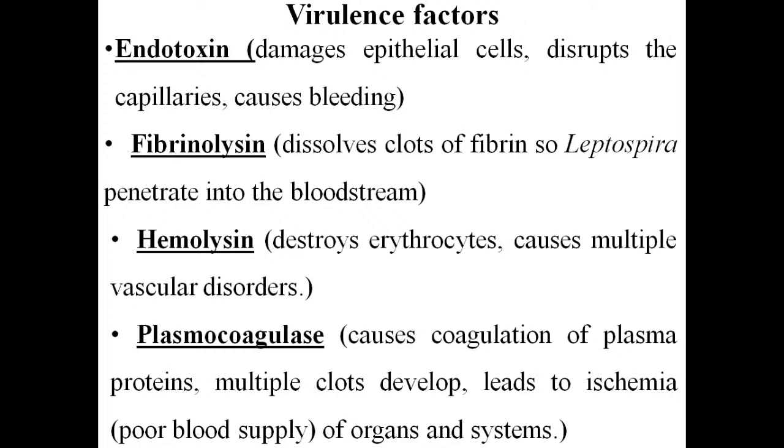Hemolysin, you know, destroys red blood cells, erythrocytes, and causes multiple vascular disorders. And the last one is plasma coagulase. It causes coagulation of plasma proteins, multiple clots develop, which leads to ischemia. Ischemia is poor blood supply, and then it leads to hypoxia, absence of oxygen, and leads to ischemia of organs and systems.